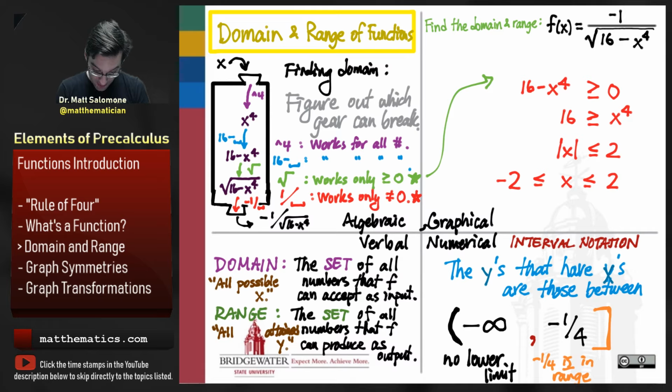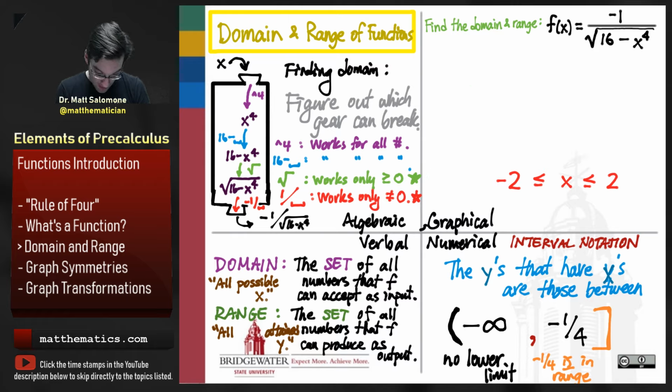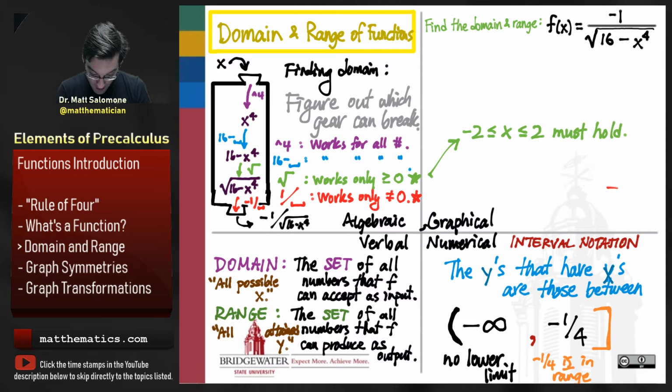Inclusive, in this example, of both negative 2 and positive 2. That's what's going to make my square root happy. Minus 2 less than or equal to x less than or equal to 2 must hold, in order that my square root not break. But then once the square root is done, the last thing that happens here is we end up taking a reciprocal.